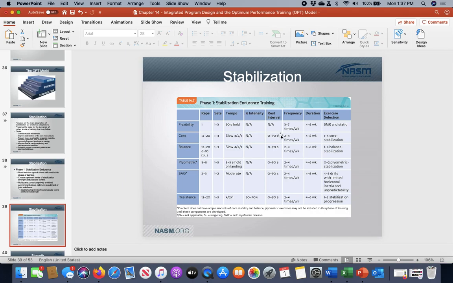Okay. Now, you've seen these numbers before. They're not new. But understanding that these are the levels that you want to be at when you're working within flexibility, core, balance, plyo, SAQ, and then resistance training. You want to work at the number of reps, the sets, the tempo. Intensity doesn't really matter for the first, but when you get to resistance, again, it's 50 to 70%. Rest periods are what they are. Remember, 0 to 90, and then go from there. Frequency, duration, and then exercise selection. Now, look at the numbers that you need and go from there. And that's where you can start programming effectively for your stabilization phase.